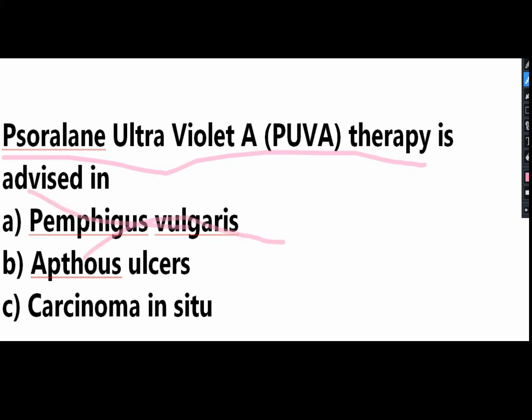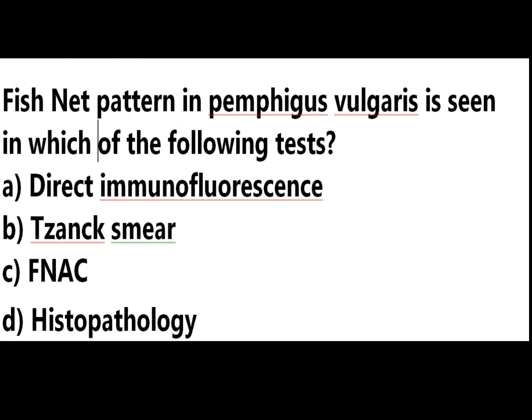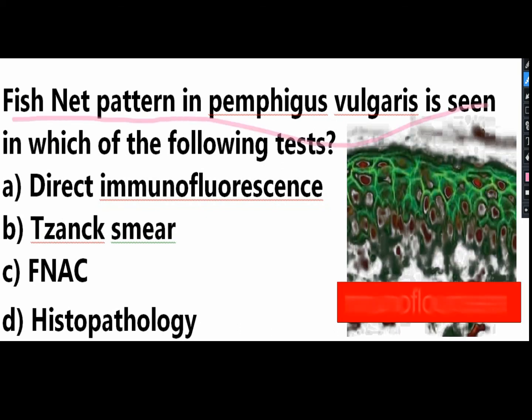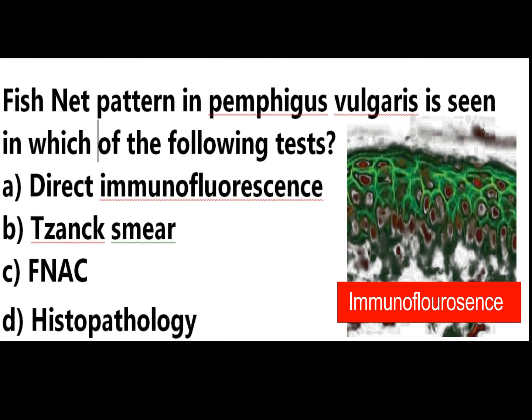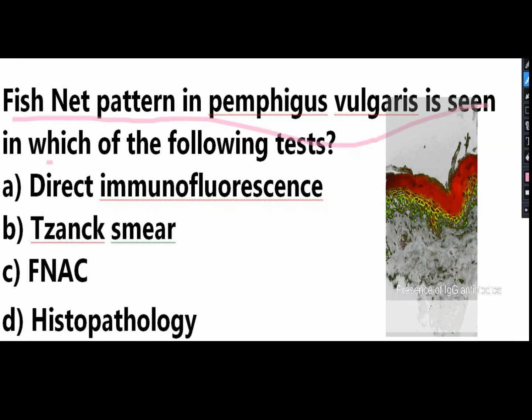pemphigus. Fishnet pattern in pemphigus vulgaris is seen in which of the following tests? Now the fishnet pattern in pemphigus vulgaris is seen in the direct immunofluorescence test. In the direct immunofluorescence test, fluorescence-labeled anti-human immunoglobulins are placed over the patient tissue specimen, and circulating antibodies of IgG type bound to the intercellular cement region of oral mucosa can be detected.